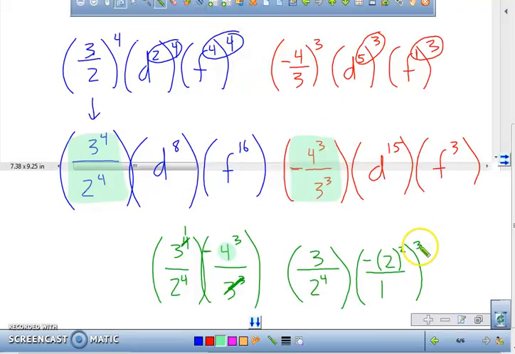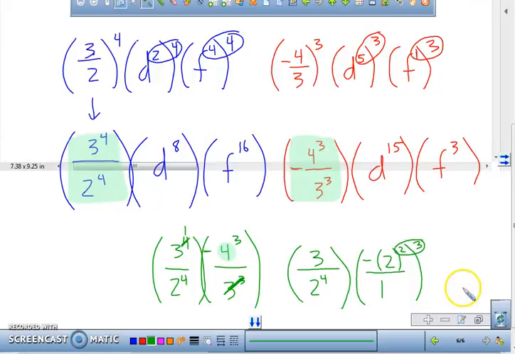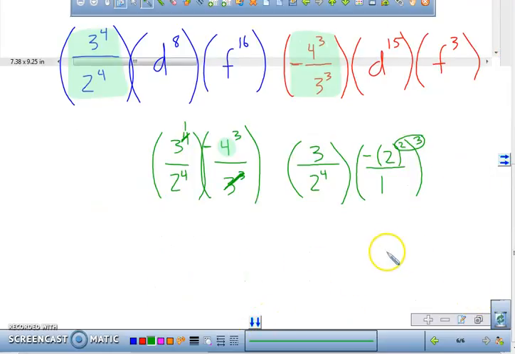Now you guys have calculators, and this is where you'd most likely just use the calculator to get everything. I'm just showing you how the law of exponents works. So right here, what can I do with that 2 and that 3? Multiply together. So we have 3 over 2 to the 4th times a negative 2 to the 6th, because 2 times 3 is 6.